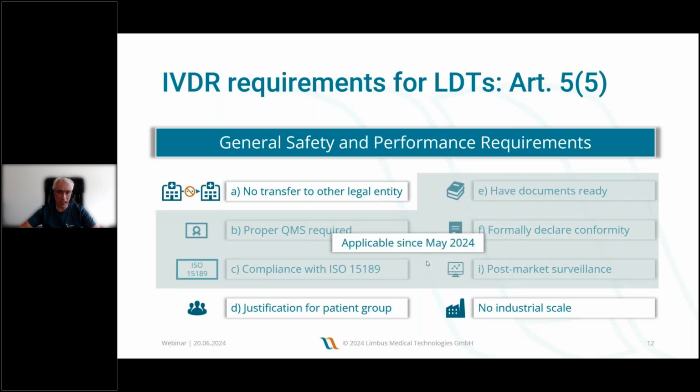B, C, E, F, and I have now been applicable since May, since a couple of weeks. And the only requirement that is not applicable yet is item D, the justification for your specific patient group. This is still delayed until May 2028.